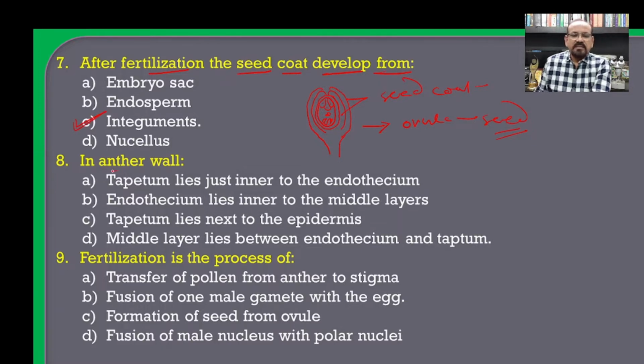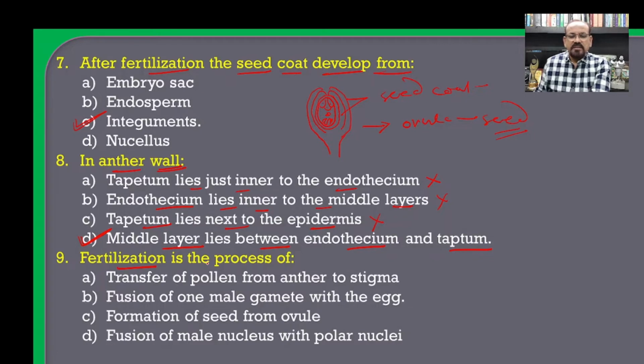In the anther wall, the tapetum lies just inner to the endothecium, it is the wrong one. If you see the structure, we can easily identify this. Then endothecium lies inner to the middle layer, this is also the wrong statement. Then the tapetum lies next to the epidermis, no, it is present towards the inner side. And the middle layer lies between the endothecium and the tapetum, and this is the correct statement with respect to the structure of anther or TS of the anther.